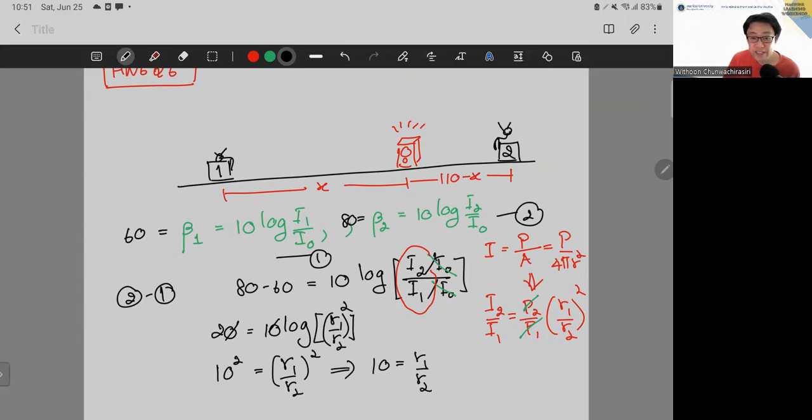Nice. Am I doing things correctly here? Is my number 1 and number 2 correctly described here? Yeah, I think so. I hope so. All right, we'll see. So now with that, R1 is just X. R2 is 110 minus X. And that's it. You will be able to figure out what should be the value of X, and you are done.